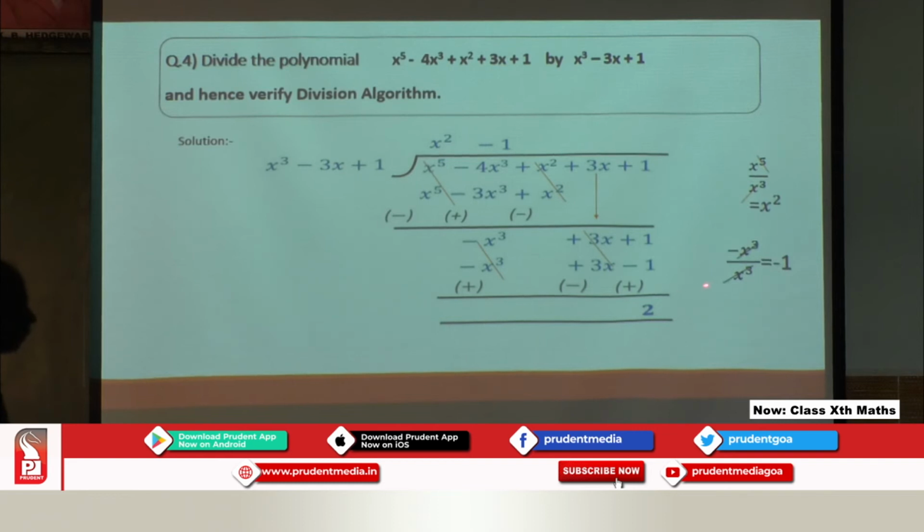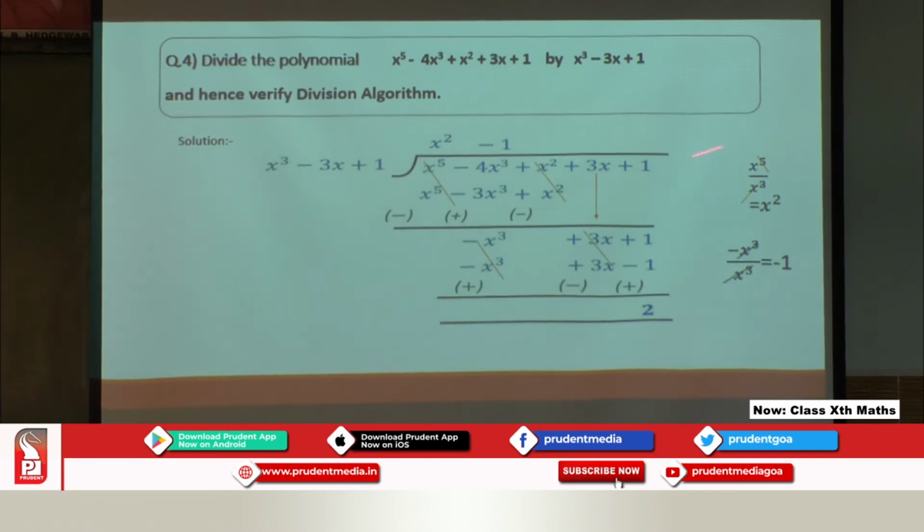Again we should subtract this, change the sign, negative changes to positive, positive to negative, and negative to positive. Now here you can see the first term is cancelled, here we got answer 0, here also the second term, plus 3x minus 3x, this term also cancelled, so answer is here 0. The last term you see, now both are positive, so 1 plus 1, that is equal to 2. So here we got remainder as 2 and the quotient here we got x square minus 1.